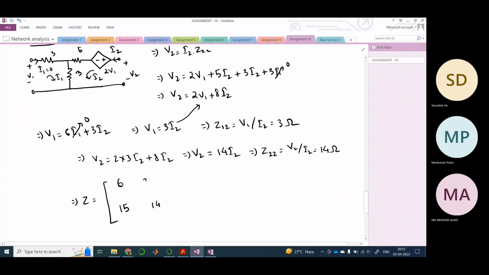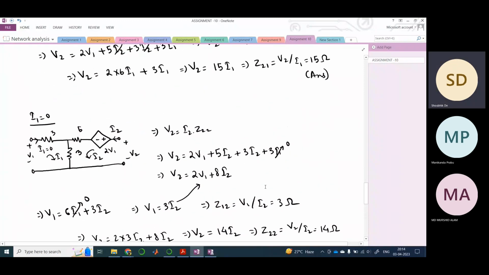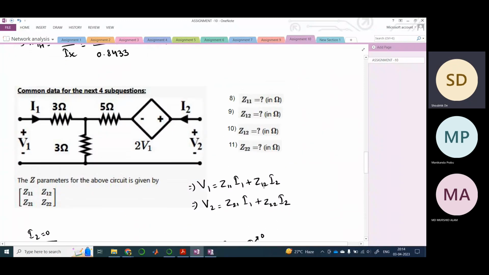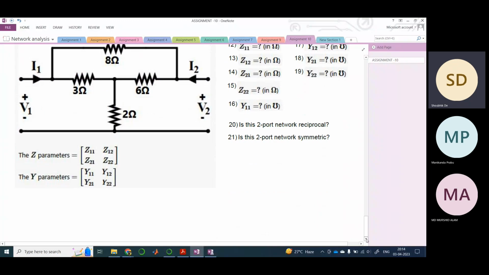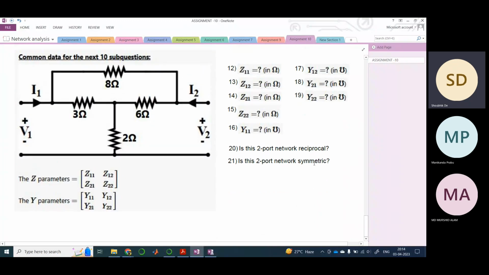So this is 14, and this is your impedance matrix. Right. Okay. So now, if this is clear, we will quickly move to the last problem. And here we will see some concepts, like what is reciprocity, what is symmetricity. And we will also see a trick to directly calculate. We saw now that Y equals Z inverse, so we will apply it here. We will calculate the Z parameters, and from that we will calculate the Y parameters.